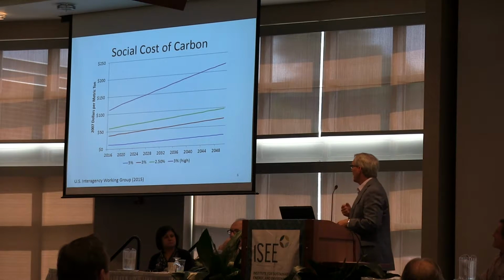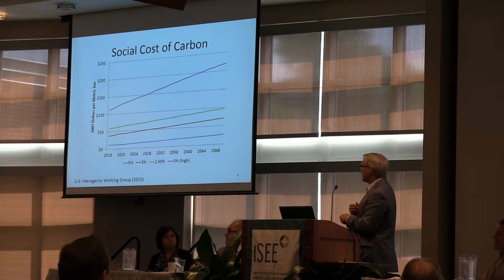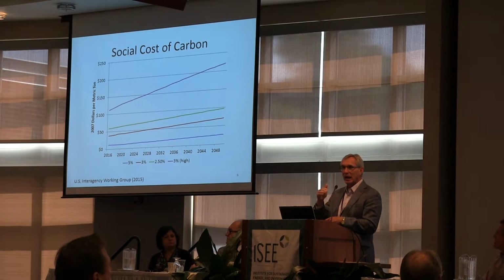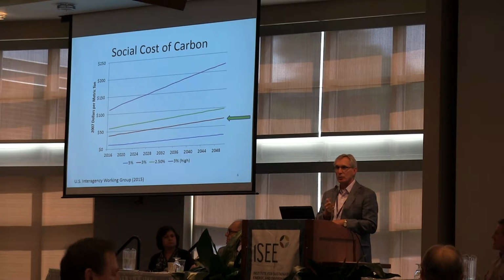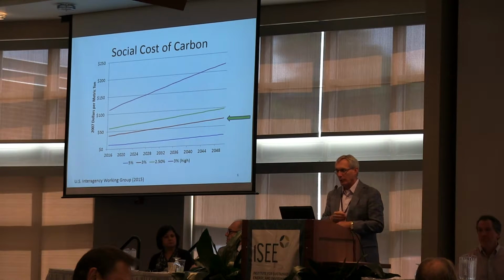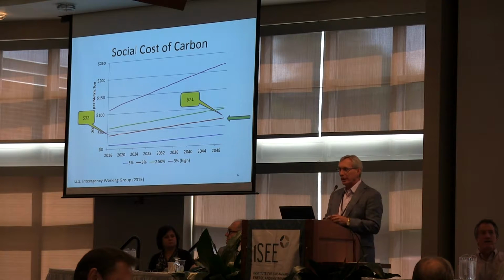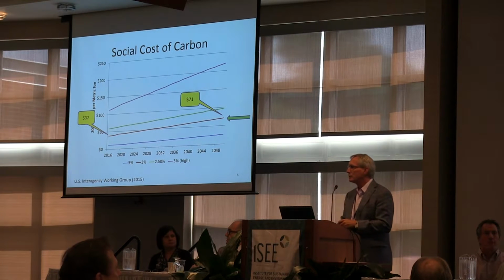And typically, there's kind of a Goldilocks phenomenon going on. Things are too hot or too cold or just right. Well, 5% is kind of low, 2.5% is kind of high. So typically, people focus on the 3% number as the social cost of carbon. Rightly or wrongly, that seems to be sort of where people focus. And so the numbers there range from about $30 to $70 between 2016 and 2050, if you look at those numbers.